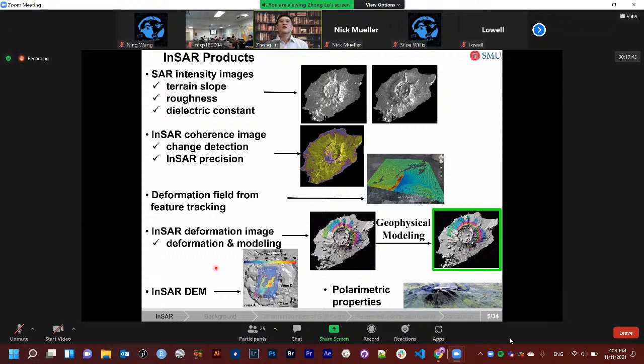Of course, the most important part is the deformation image. Here you produce, based on two or more images, a deformation map. Here is also deformation associated with the eruption of the volcano, and you apply geophysical models to understand the causal mechanism. Here you see the location of the magma reservoir, and how much magma pressure or volume changes are associated with this amount of deformation observed. InSAR can also be used on DEMs: with multiple images, multiple DEMs, the DEM difference will allow you to see the thickness of lava flow or other topography changes.